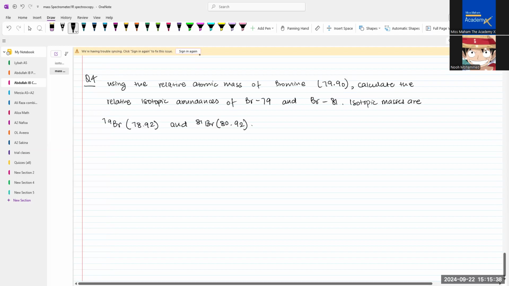Okay. So this is the question. How do you think you can go about this question? They've given us the AR for bromine. They've given us isotopic masses.